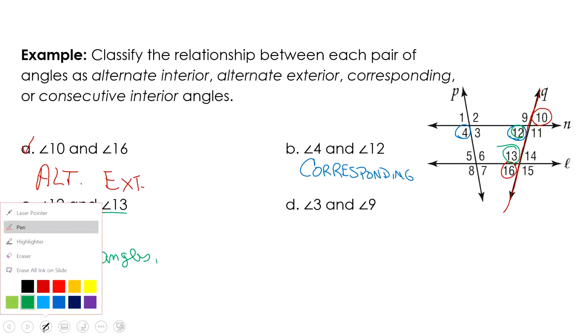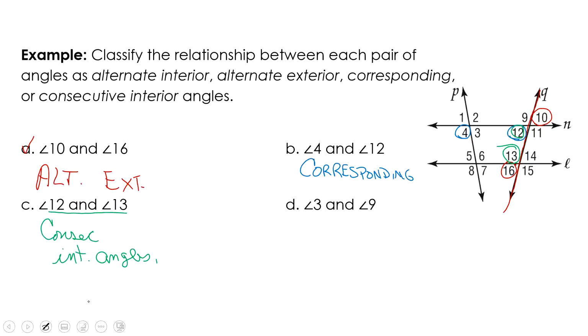All right, last one. I'll change to purple. Here we have 3 and 9. So I look at angle 3 here, angle 9. Again, I'm back to lines P and Q cut by transversal N. We are on opposite sides of the transversal, inside the lines. So that makes them alternate interior. Did everybody catch that? Was it just piecing it together, seeing where they are?